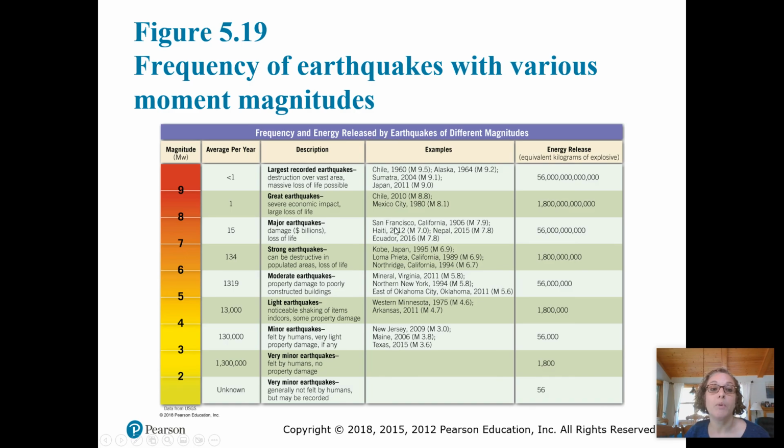And here's our moment magnitude, which also gives us some interesting information about, on average, how many of these we see per year. It's really interesting to look down at the bottom here. The Earth is in constant motion, it's constantly shaking. There are always earthquakes going on. About 1.3 million per year in the 2 to 3 range. So these are very minor, no property damage, but may be felt by humans.